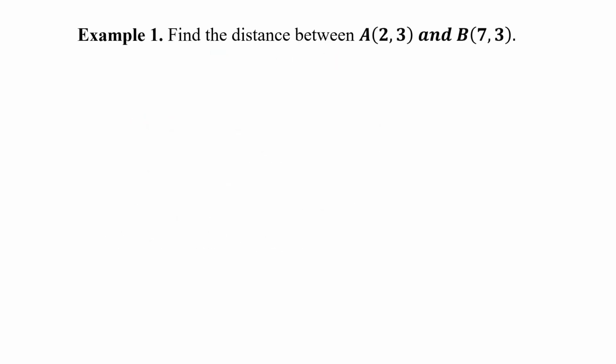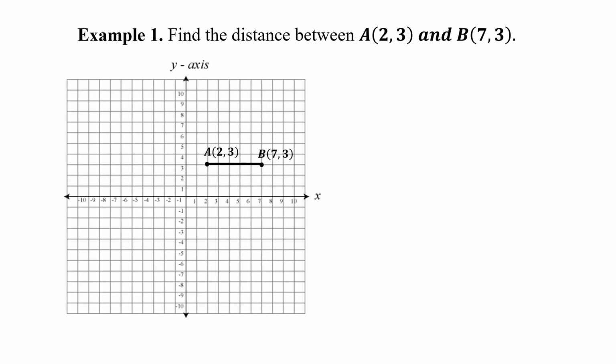Example number 1. Find the distance between point A with an order pair of 2 and 3, and point B with an order pair of 7 and 3. Here is the location of the points in the Cartesian coordinate plane. Let's apply method number 1. Count the grid line covered by the line formed in the Cartesian coordinate plane.